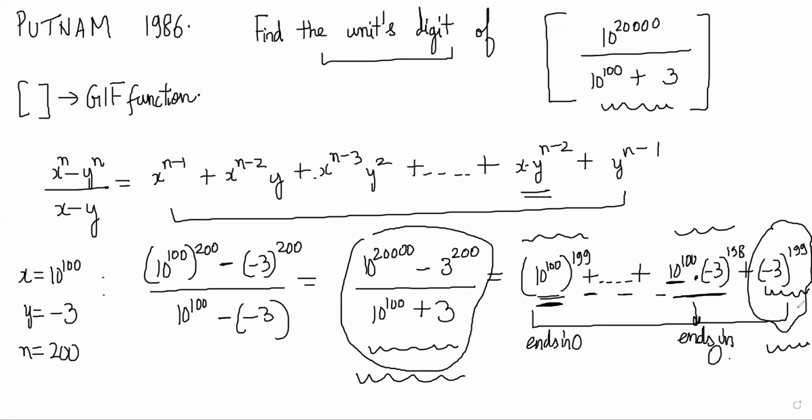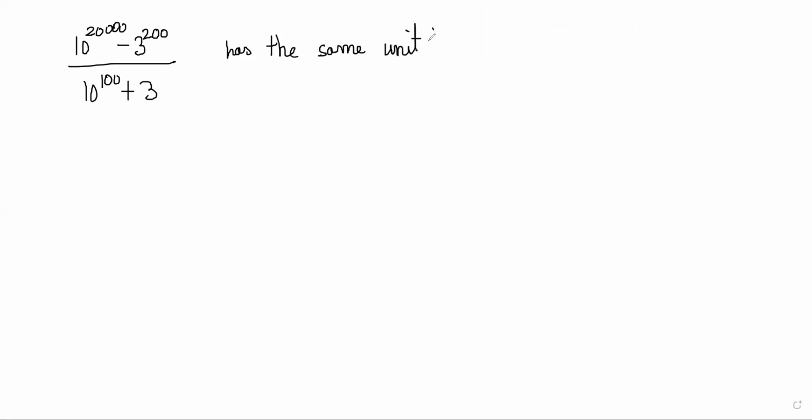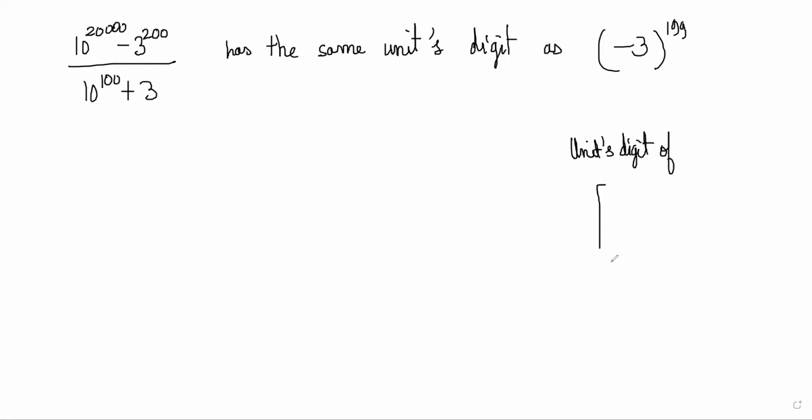We can find the units digit of minus 3^199 and I will do that later. But for now what I have realized here is that (10^20,000 minus 3^200) divided by (10^100 plus 3) has the same units digit as minus 3^199, right? So that is an important idea here. Also, we have not done the GIF part yet. Ultimately, I have to find the units digit of the GIF of 10^20,000 divided by 10^100 plus 3, right?